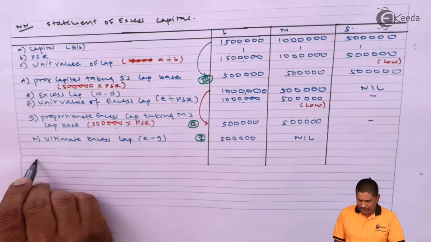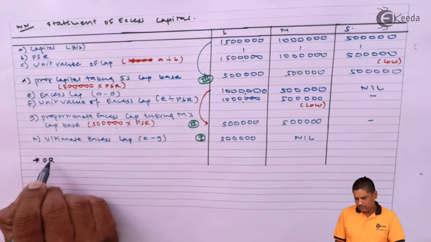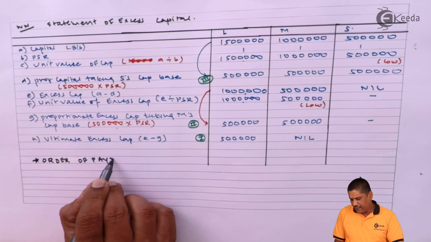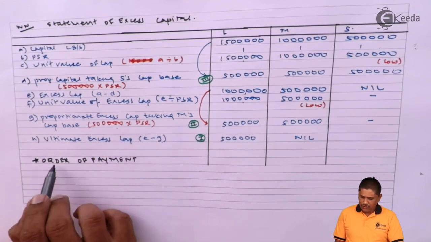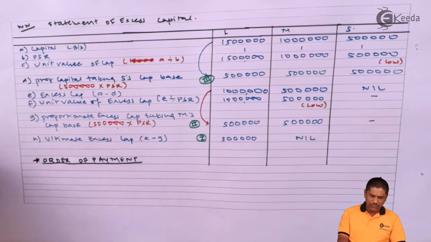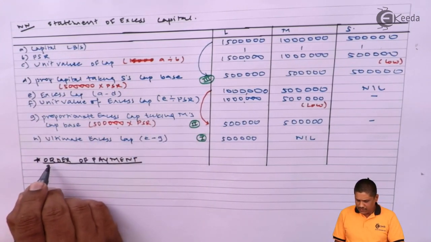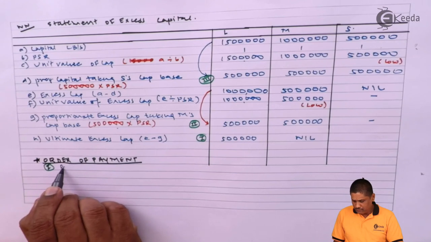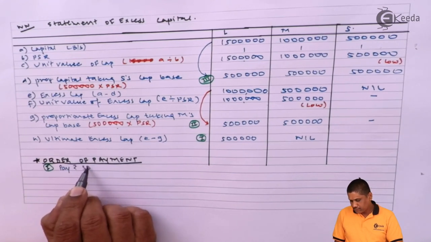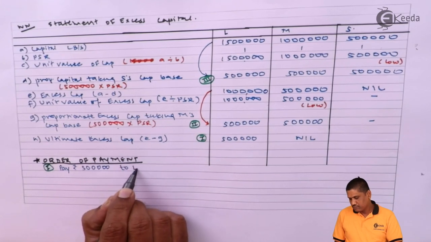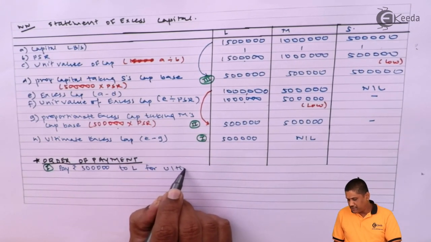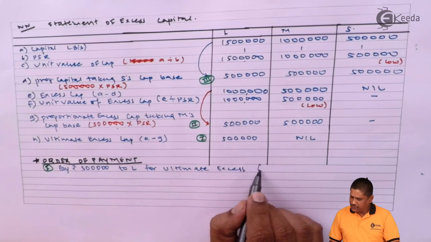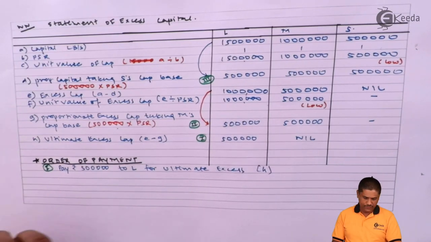What could be my order of payment? Order of payment. See, order of payment is applicable for payment to the partners. Okay. Order of payment to the partners. Now look here. First part. This first I am talking about. I am writing here. Pay rupees 5 lakhs to L. For what? Ultimate excess. Am I talking about line number H? I am talking about line number H.